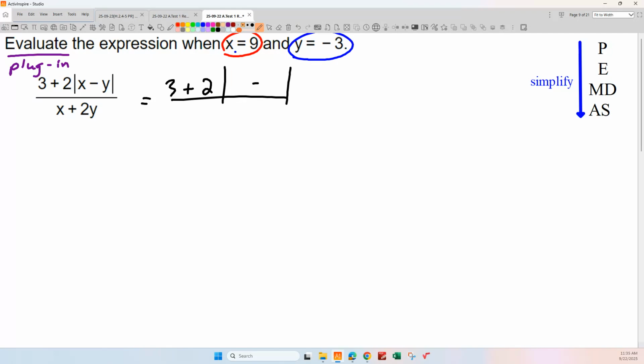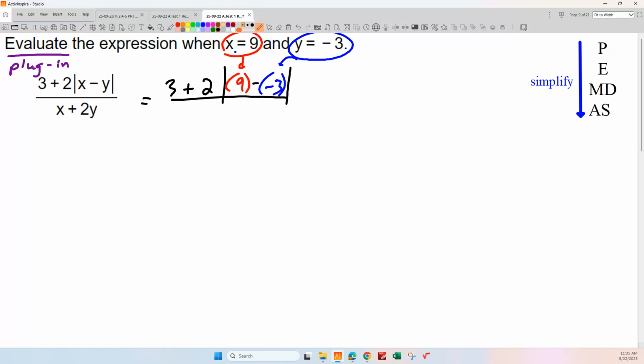So what used to be an x now becomes a 9. The parentheses didn't really do much there, but that's okay. They don't hurt anything. Minus y. And again, what do I have to put that in? And in this case, I really need those parentheses, don't I? Because I'm subtracting a negative, and otherwise it wouldn't look right. Okay? So always substitute numbers in parentheses.